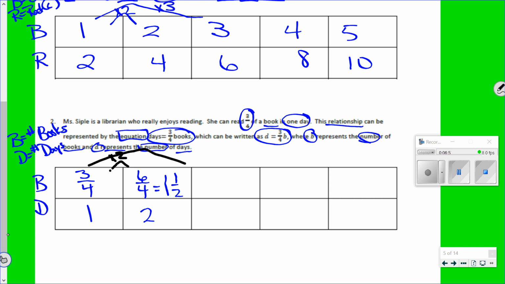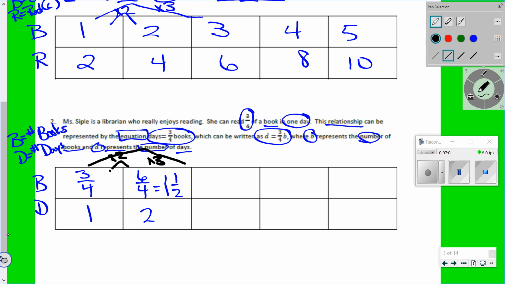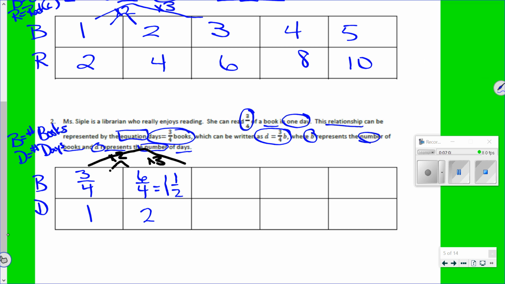So now we'll do times 3. So my next entry is going to be 3 times 3 gives me 9/4. That simplifies to what? Devin? 2 and 1/4. Is there anyone who doesn't know how to do that? Please be honest. I forgot how to do it. I used to know. No worries, Andrew.